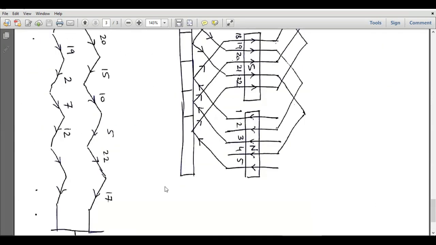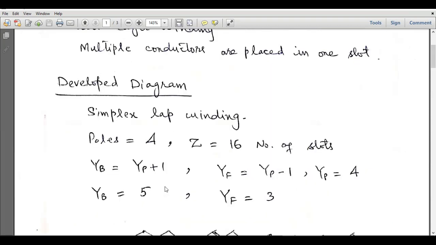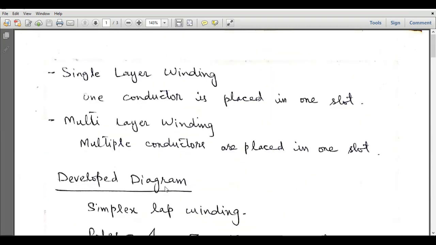So that is all about today's lecture, and I hope you have understood how the lap and wave winding at the armature of the DC generator can be done.